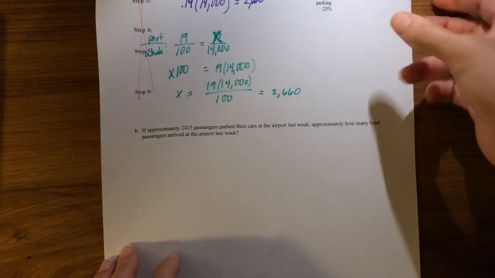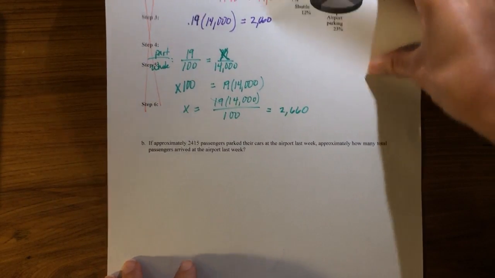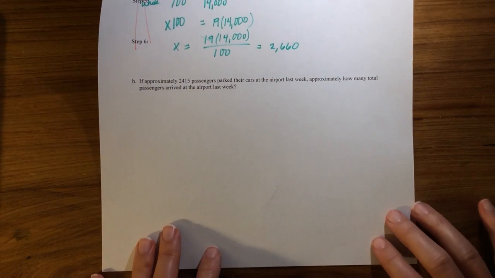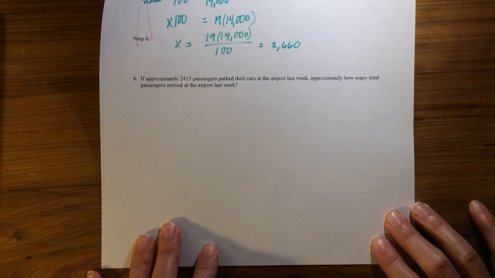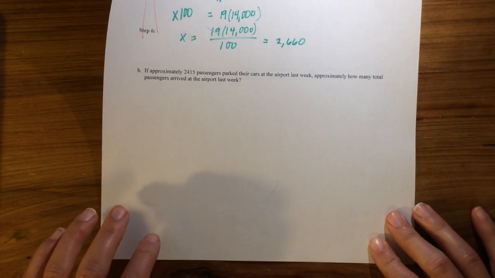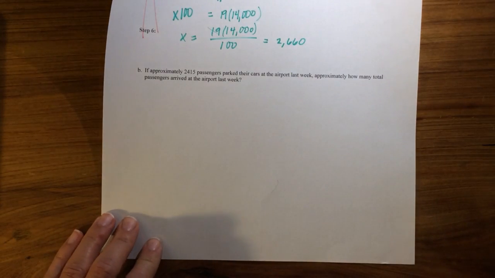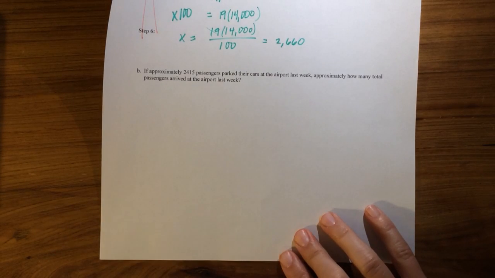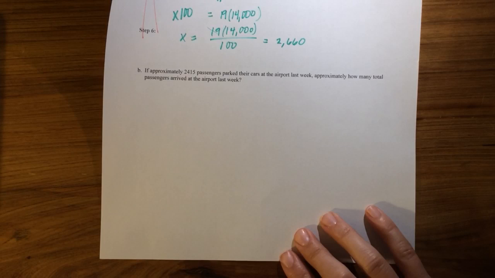So B says, all right, well, what if approximately 2,415 passengers parked their cars at the airport last week? Approximately how many total passengers arrived at the airport last week? So I'm going to show you how I would do this. I haven't looked at this one in a long time, so it's fresh off my brain. In a word problem, if I'm not sure how to start, I take every piece of information that I have.